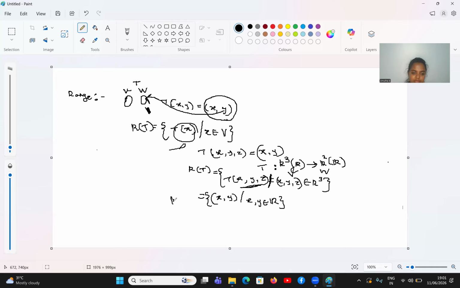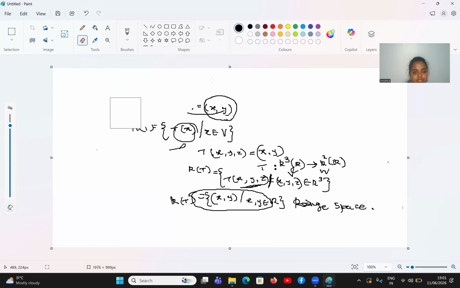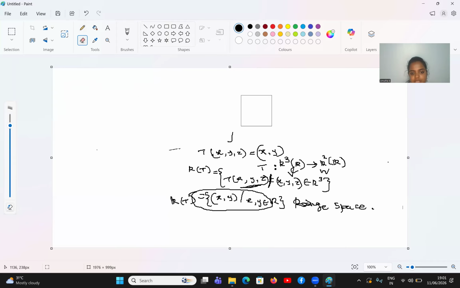Finally, you have substituted the map and arrived at this set. So this is the range space. In the next step, we are going to find a basis for this range space, a basis for this range space.